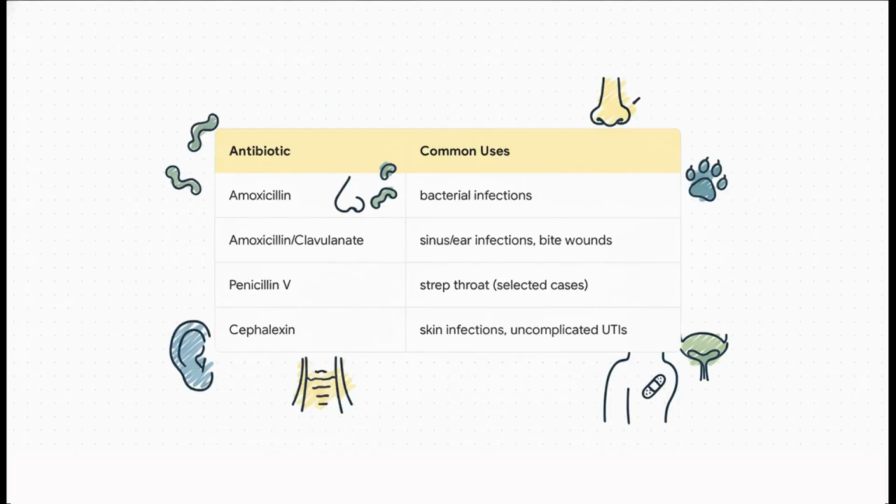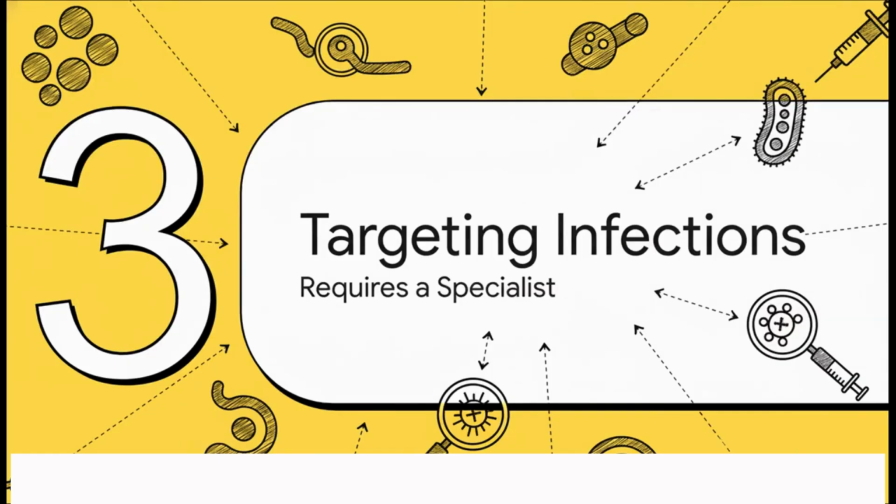Now, when doctors need a bit more power, they might go for amoxicillin with clavulanate. That little extra ingredient helps it fight off tougher bacteria, like the kind you'd find in a sinus infection or an animal bite. Then you've got penicillin V for things like strep throat, and cephalexin, which is often a first choice for skin infections. Okay, so we've talked about the generalists. Now let's get into the specialists.